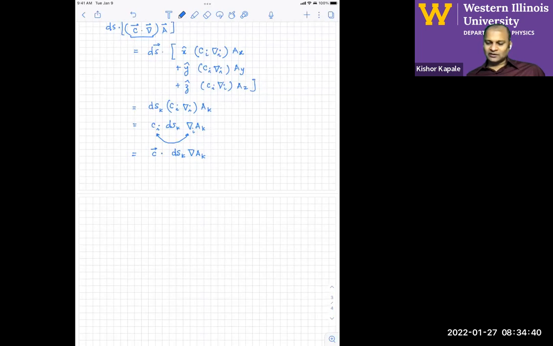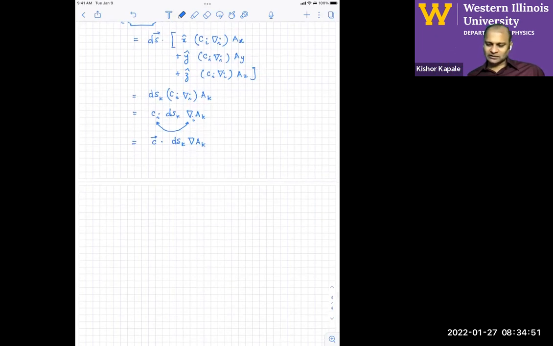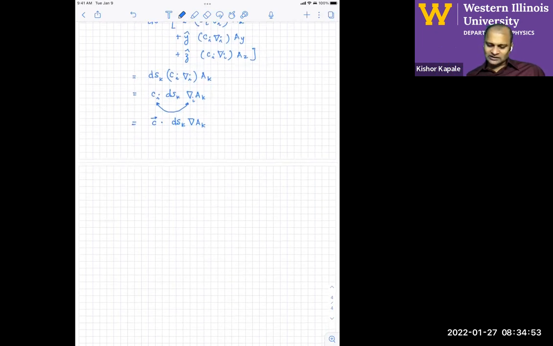If you're not comfortable with what we are doing here, to help you understand this in detail, you can expand out everything in terms of the XYZ components and try it out, and you will see that eventually it comes to be like that. What does this term look like? So this is a vector, and so this is how it's going to look.